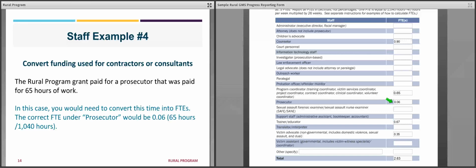and that is calculated by taking 65 hours and dividing it by 1,040 hours. And again, that 1,040 hours is the number of available working hours for a full-time individual in the entire 6-month reporting period.